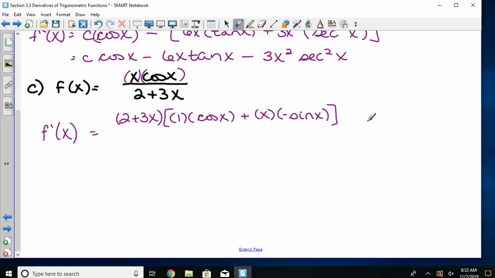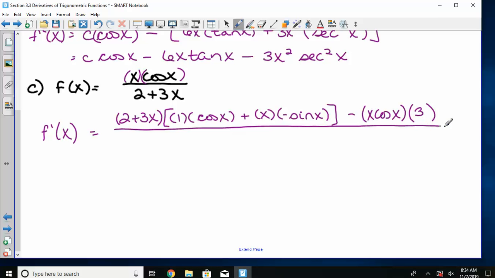Okay. Now we're back to our quotient rule. So we have low d high minus high d low. What's the derivative of the bottom? 3, over low squared. All right. If I simplify this, I have cosine x minus x sine x.